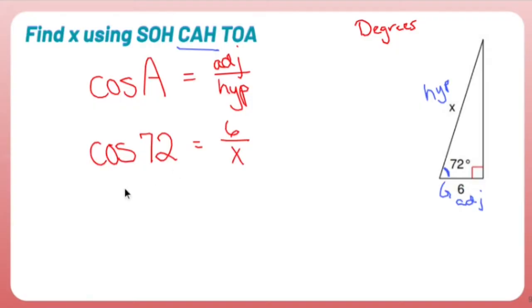It's giving me the fraction 0.30901, so I'll just call it 0.309. That's going to equal 6 over x. My job is to solve for x, so this is what I'm going to do. X is on the denominator. I don't like that, so I'm going to create a denominator for you and look at this, a proportion.